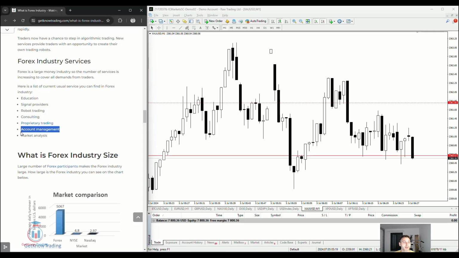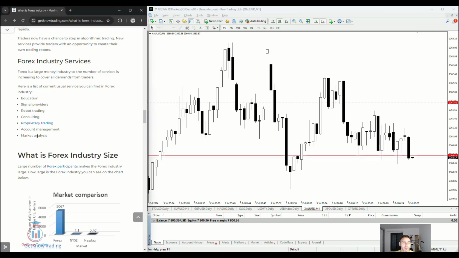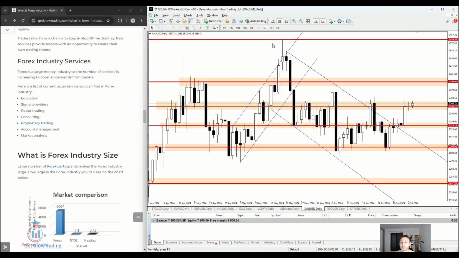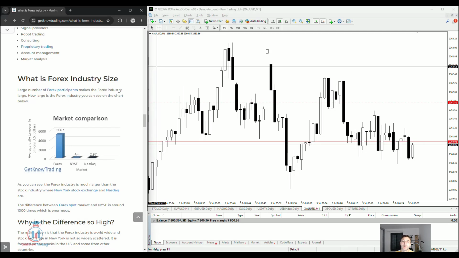Then there is account management, and that means you give money. For example, I have $8,000 on my trading account. I give this account to a trader and give him access so he can trade for me. This is account management. Then there is market analysis, which I also do each day and each week, where traders give their opinion on where the price will move. For example, I give a daily analysis where I define where I expect the market to move in the future, so traders can benefit from those analyses. Now, what is the Forex industry size?